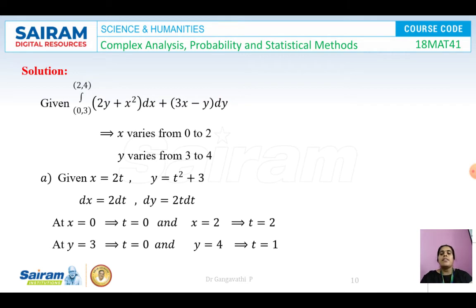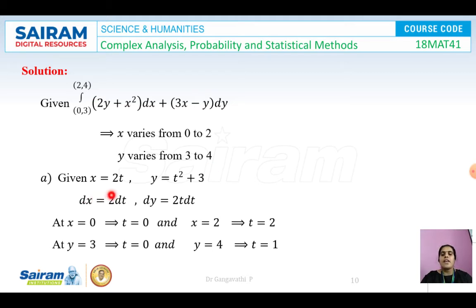So consider the given integral first. Integral (0, 3) to (2, 4). It means (x, y) to (x, y). X is 0 to 2 and y is 3 to 4. That is what the integrand here is, 2y plus x square into dx plus 3x minus y into dy. So very clear from these 2 points given, x varies from 0 to 2 and y varies from 3 to 4. Because whatever the point we consider here, it will be in the form of (x, y). So x is 0, y is 3. Here also x is 2, y is 4. So that is how we could get the limits.